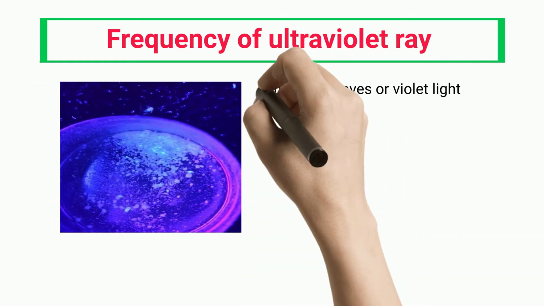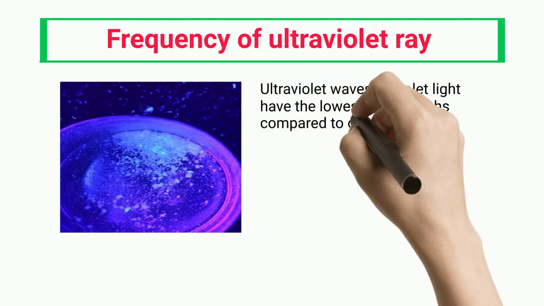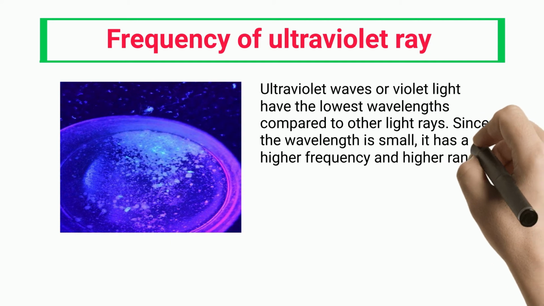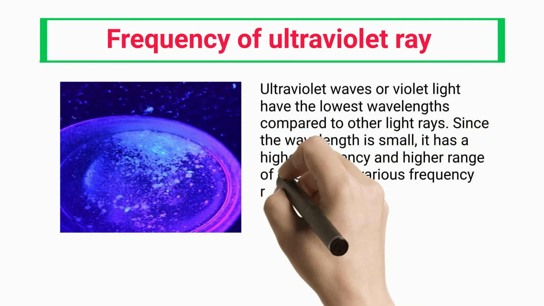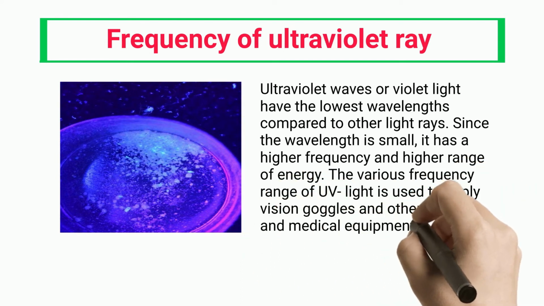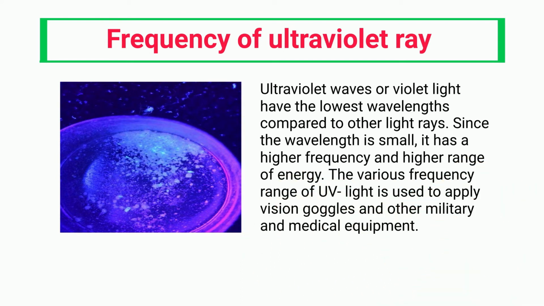Ultraviolet waves or violet light have the lowest wavelengths compared to other light rays. Since the wavelength is small, it has a higher frequency and higher range of energy. The various frequency range of UV light is used to apply vision goggles and other military and medical equipment.